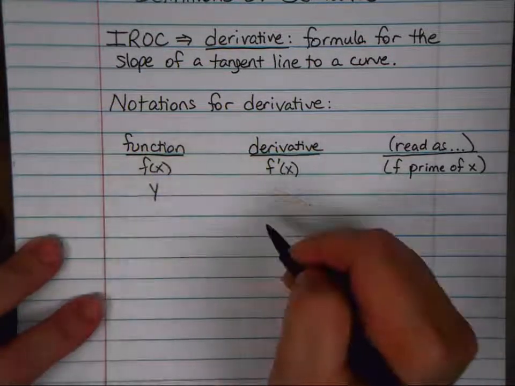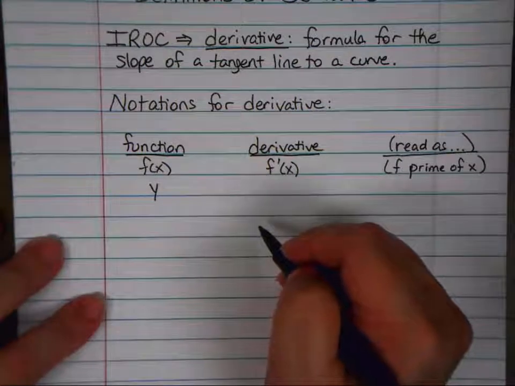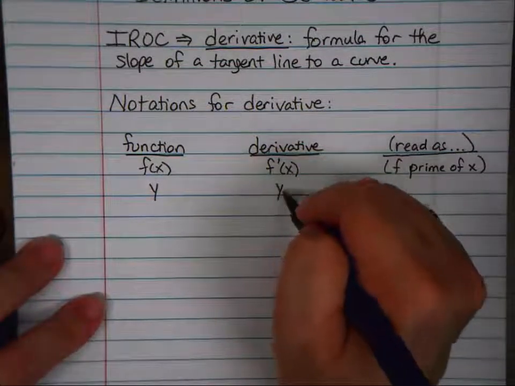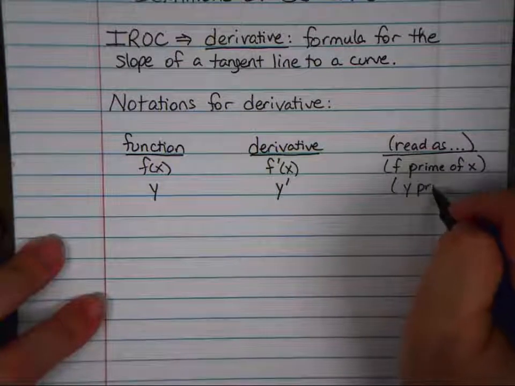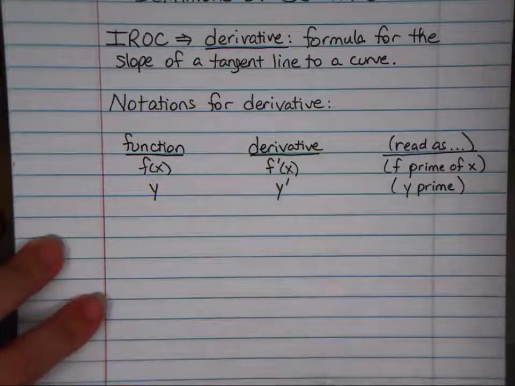If instead they decide to use y instead of f of x, they write it with y with the apostrophe, and it is read as y prime. And it just means derivative.